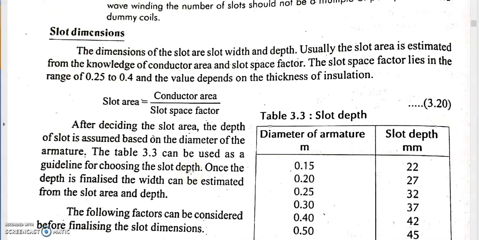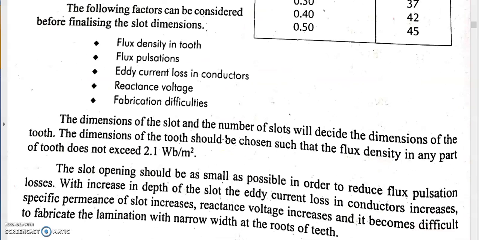So this is about the slot dimensions. We are calculating the tooth width finally. First we are calculating the slot area. We are assuming the depth of the slot, so that we will be calculating the width of the slot. Then subtracting the width of the slot from the slot pitch, we will be getting the width of the tooth, and for that particular tooth width we are verifying that the tooth flux density criterion is satisfied.